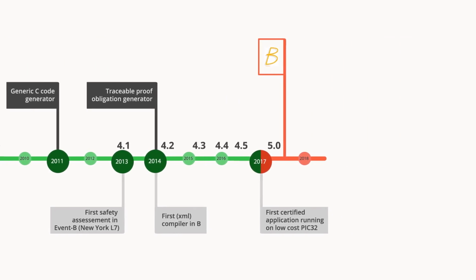Finally, version 5, to be released at the end of 2017, with a new way of modeling to help the modeler focus on its specification, and a code generator able to generate binary code.